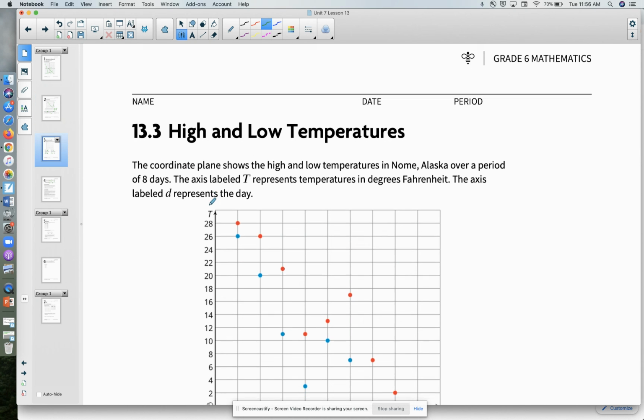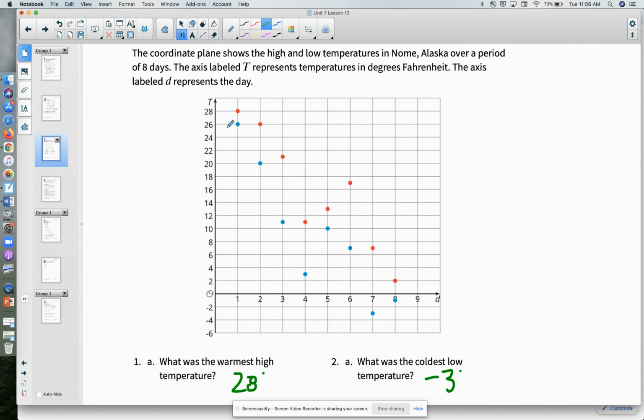And then look at this right here. Look at the high and low temperature of Nome, Alaska. Do you think the temperature is going down or going up? Yeah, the temperature's going down. Look, it's slanting down. The high gets colder, the low gets colder. All right.